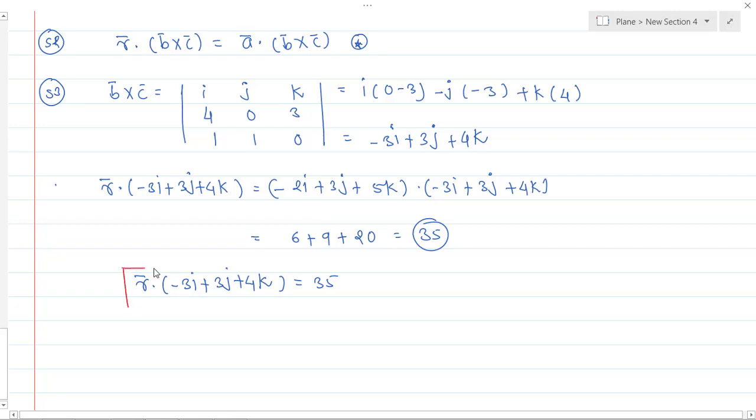Now if they ask the answer in the Cartesian form, we can convert this into the Cartesian form very easily. The only thing you have to do is replace i, j, k by x, y and z and remove that r bar. Okay, so great.